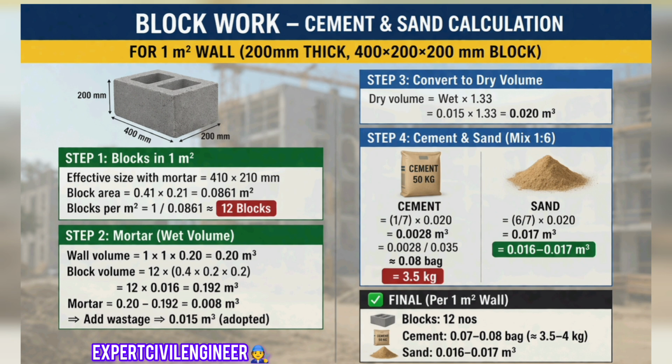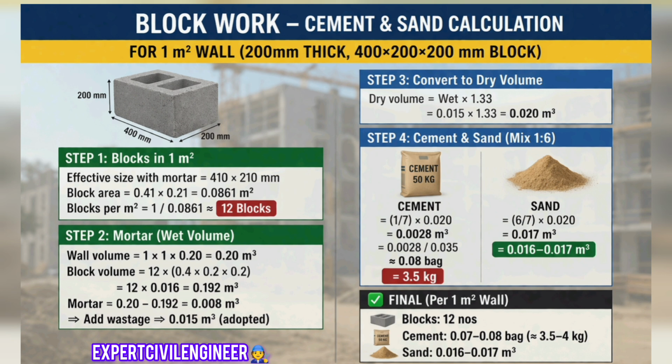Cement is equal to 1/7 times 0.02 is equal to 0.0028 cubic meter, which is approximately 0.07 to 0.08 bag, that means around 3.5 to 4 kilograms cement. Sand is equal to 6/7 times 0.02 is equal to 0.016 to 0.017 cubic meter.